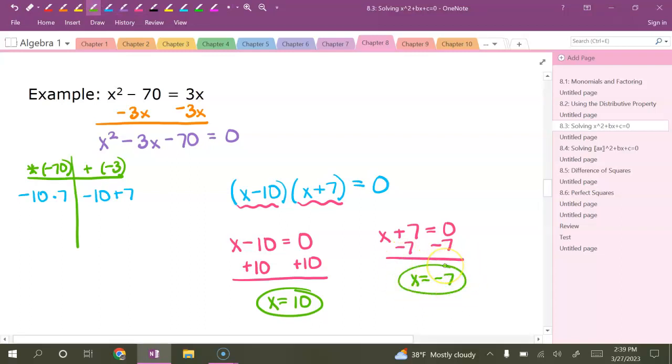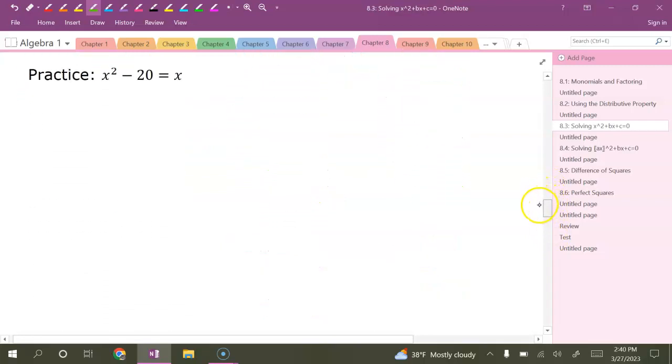So if a problem wants you to solve it, they'll have equals 0 in the problem, or the directions will just say to solve. If that happens, then you're going to want to make sure that you take this extra step and set them equal to 0 and actually state what the specific roots are. So go ahead and take a minute and do the practice problem there on your own.